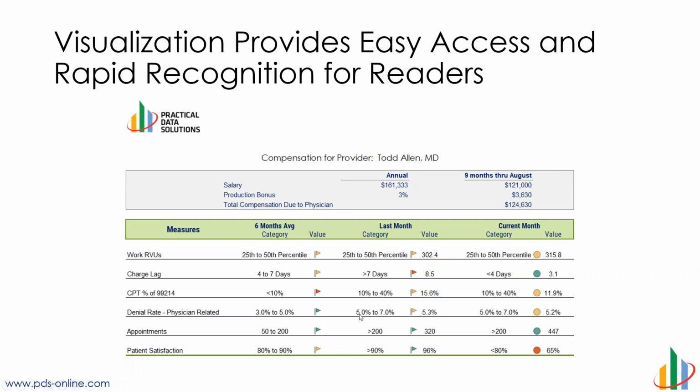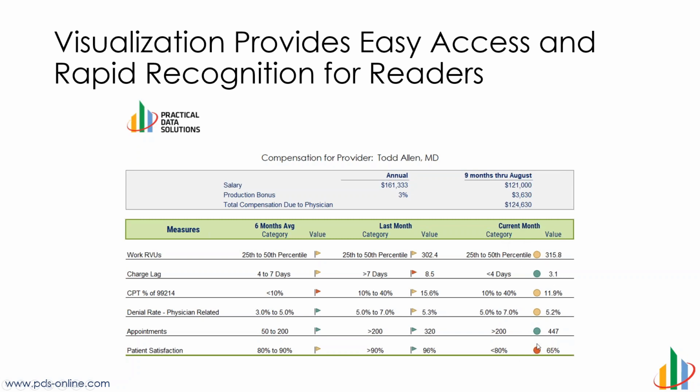But in terms of a dashboard, very quickly I can see what I've earned, how much I've earned in bonus, and then how much is due to me as a physician. But below we have tried to limit it to 5 or 6 key points, things like productivity RVUs, billing lag, coding curves, the physician-related denials, scheduling volume, and even patient satisfaction. Now we're using a lot of different points here. We're looking at 6 months average, last month, current month. We have that stoplight, red, yellow, green.